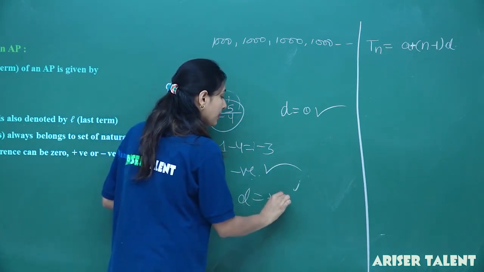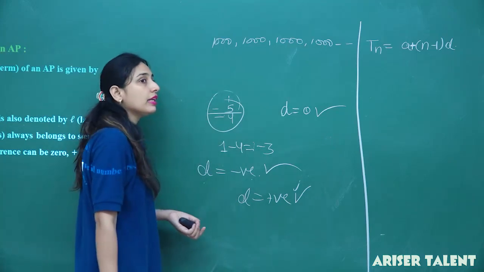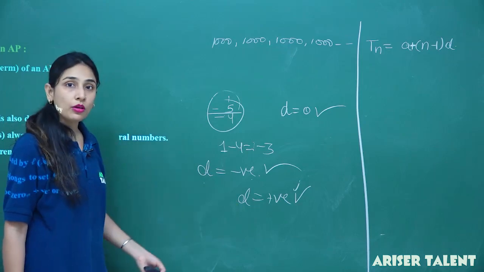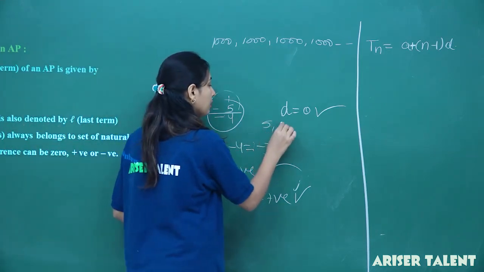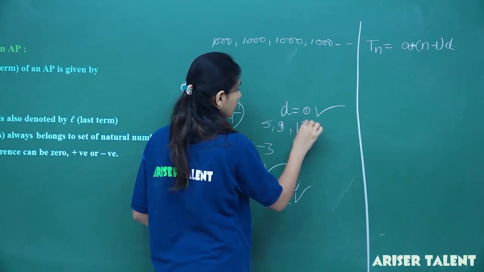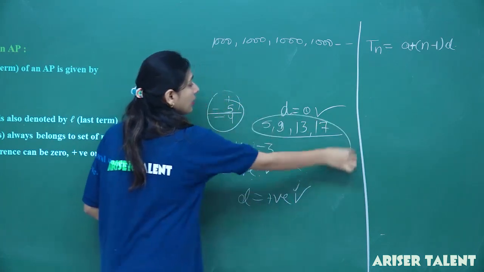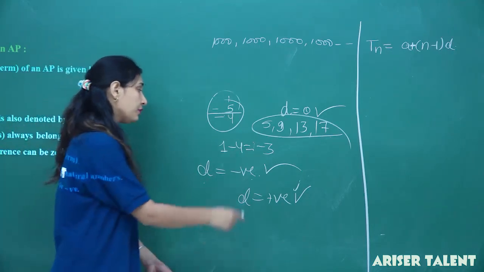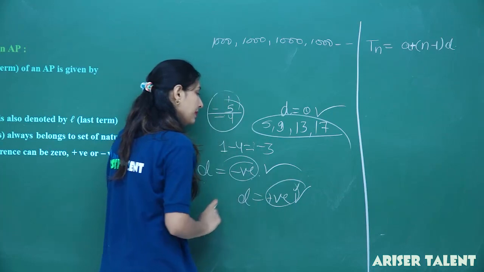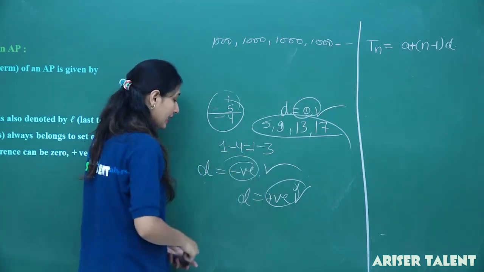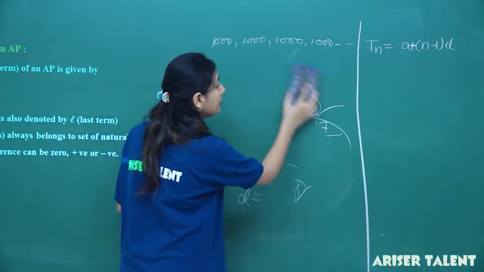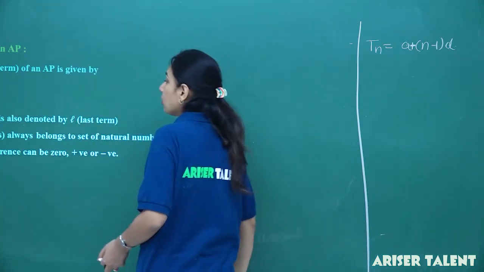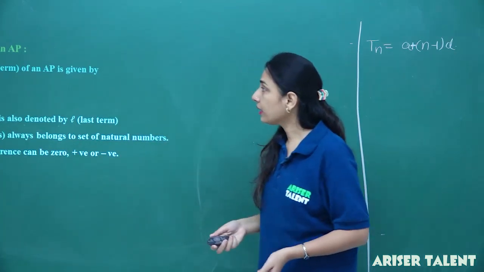And the difference can be positive, that we have already seen in our particular AP 5, 9, 13, 17. We have seen that the difference is positive. So the difference can be positive, it can be negative, and it can be 0. Okay, students? Yes or no?